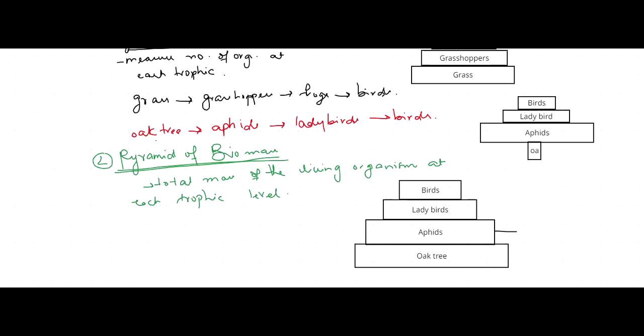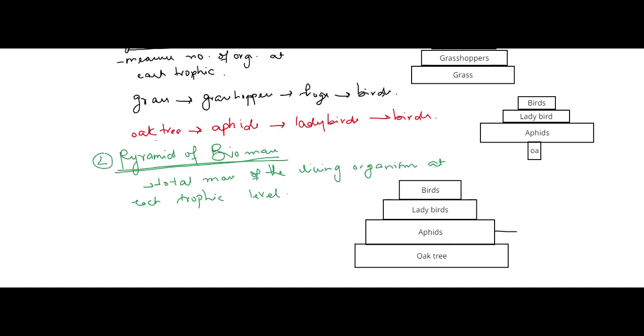Those aphids that are on the oak tree are going to have a slightly lesser mass. Compared to birds, the total mass of aphids is more. Why? Because birds are much lesser in number, right? In one oak tree we might have 5, 6 birds, as compared to billions of aphids, or thousands of aphids. So we can use a pyramid of biomass. A pyramid of biomass is the more accurate way of studying the ecosystem.